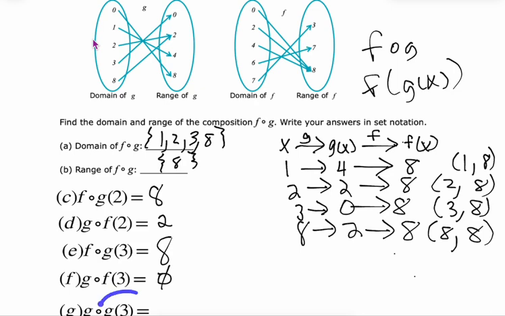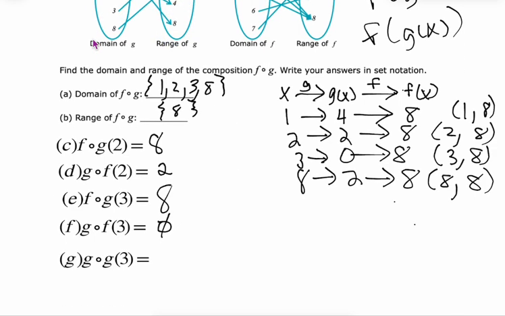Now this one, if we put 3 into our G function, so we're starting at 3 in our G function, it becomes a 0. But we're going to use our G function again. So 3 becomes 0. What does 0 become? 8. See, right? 3 becomes 0. Take it over here now. 0 becomes 8. So our answer for that one is 8.